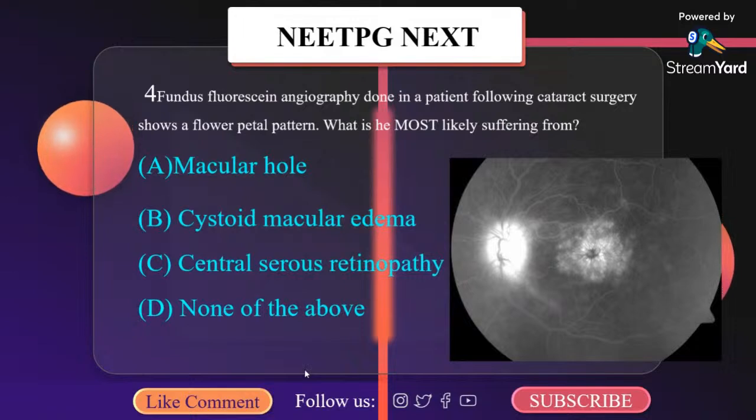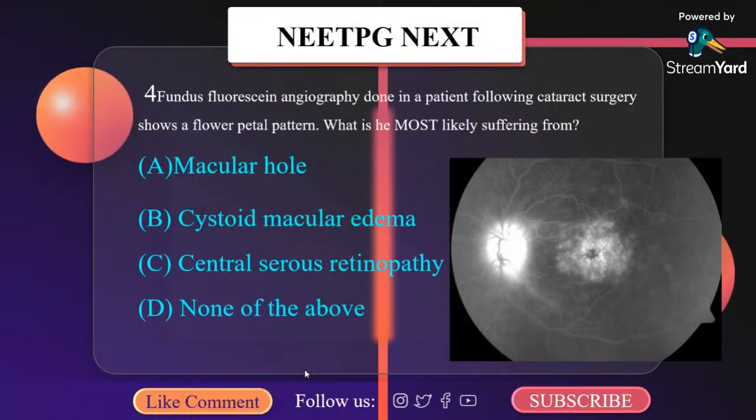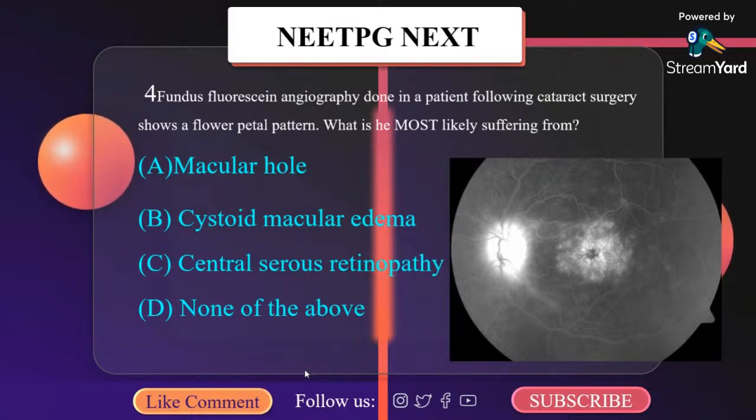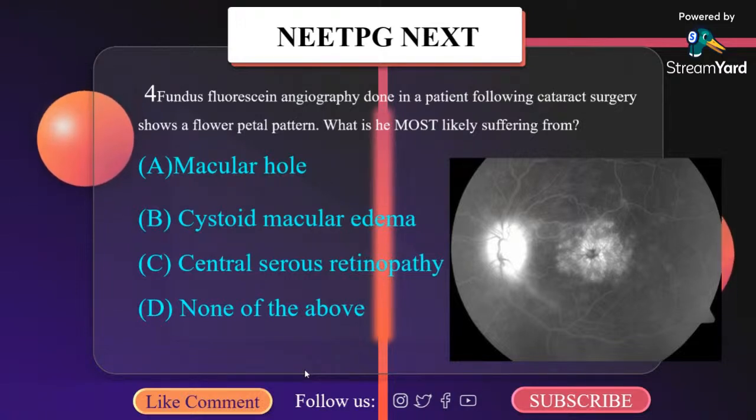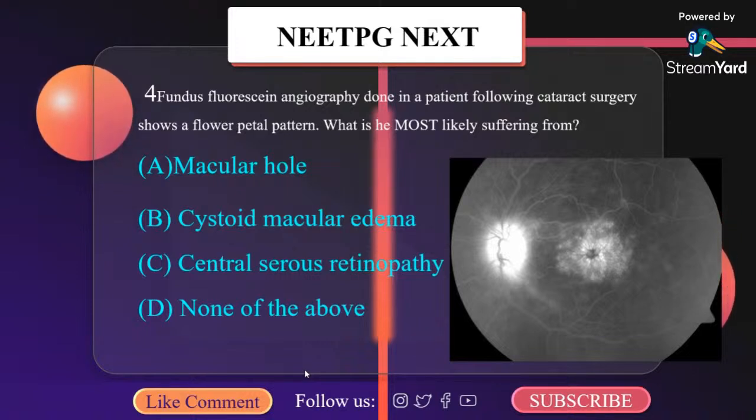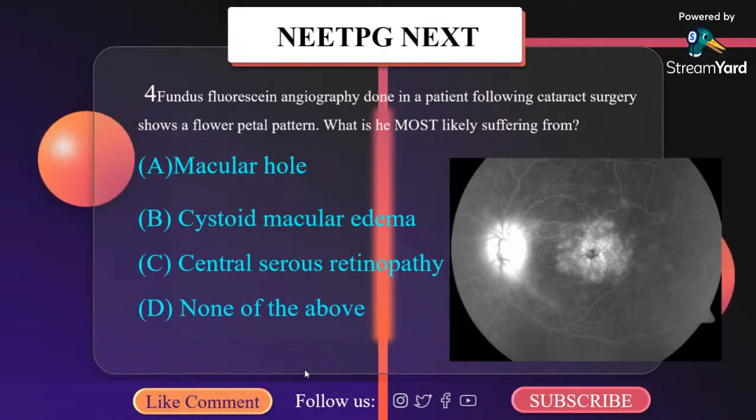Fundus fluorescein angiography done in a patient after cataract surgery shows a flower petal pattern. Here you can see it appears like a flower petal pattern. What is the patient most likely suffering from? A. Macular hole, B. Cystoid macular edema, C. Central serous retinopathy, D. None of them.